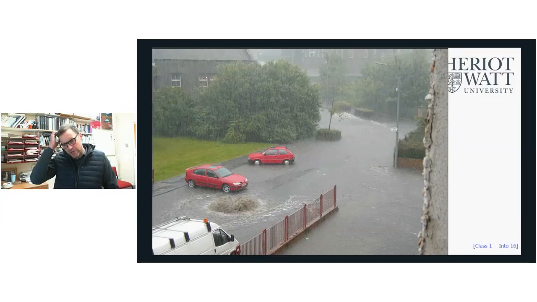So flooding is a big driver for what we do in urban drainage, and for a long time that's pretty much all we thought about. This picture here shows a street in Glasgow, and what you can see is we have these kind of fountains on the road. There's one just in front of the red car on the left, and there's one further down the road in the picture.